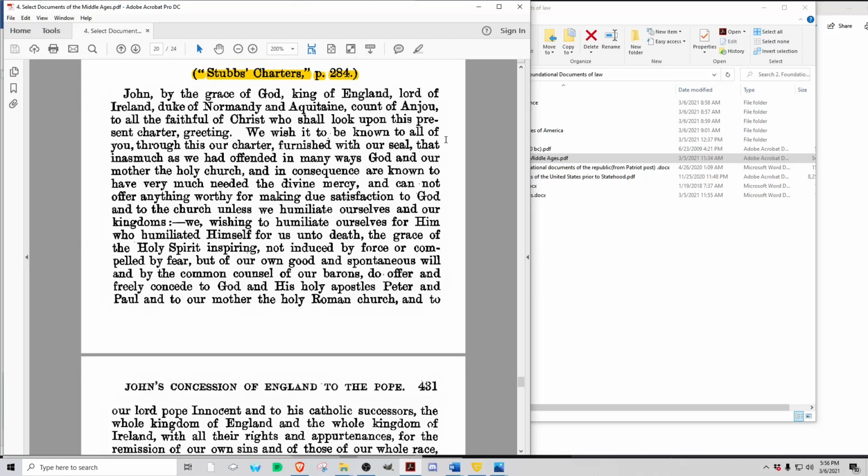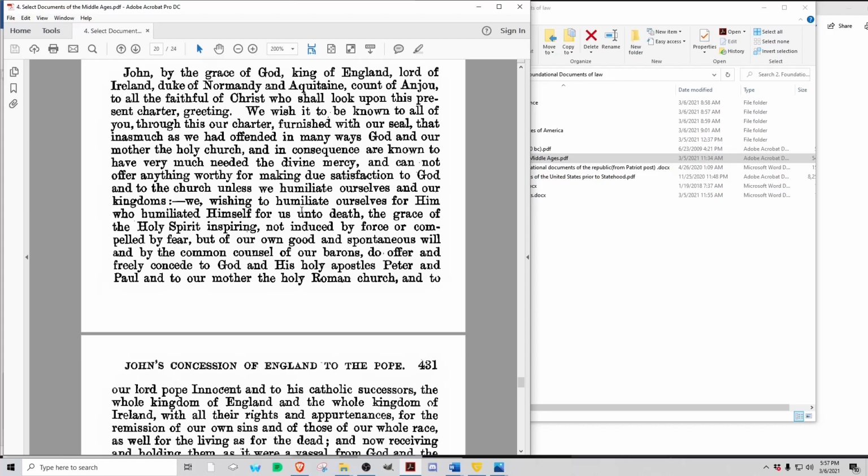We wish it be known to all of you through this our charter, furnished with our seal, that inasmuch as we have offended in many ways God and our mother, the Holy Church, and in consequence are known to have very much needed the divine mercy, and cannot offer anything worthy for making due satisfaction to God and to the church, unless we humiliate ourselves and our kingdoms. We wishing to humiliate ourselves for him who humiliated himself for us unto death. Talking about Lord Jesus Christ, but of course he doesn't say anything about that.